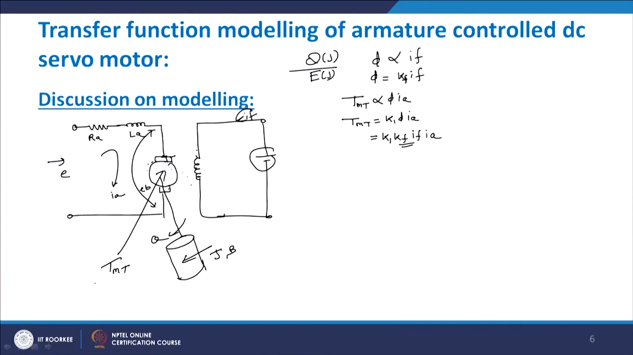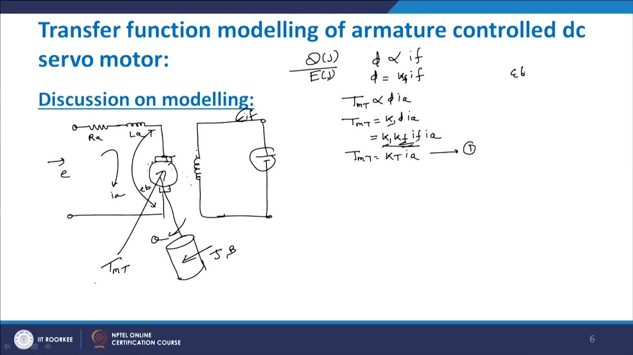Therefore, what can we do? This K1 is constant, this Kf is a constant, and this If we have to keep constant. Therefore, this total K1, Kf, If we replace by another constant. So, motor torque Tm equals Kt into I. Let us say this is equation number 1. So, we have got the motor torque.